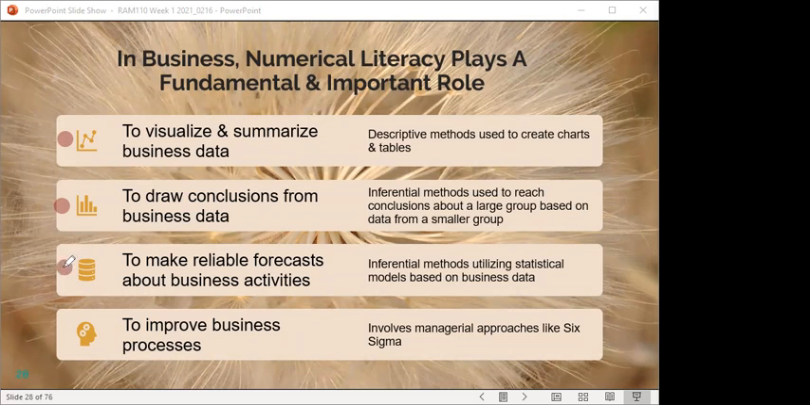Third, to make reliable forecasts about business activities. So that means we want to make sure we plan well. We don't just plan for the future, but we plan well. And you'll see this term, inferential methods.